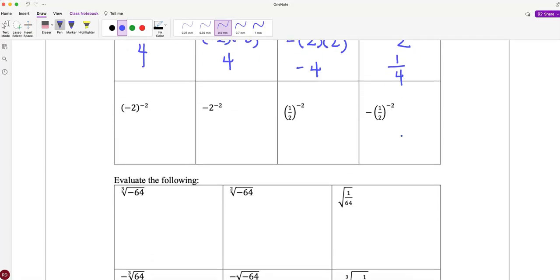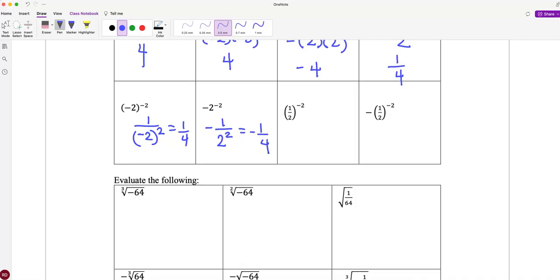Negative 2 to the negative 2, this is 1 over negative 2 squared. That's 1/4. Okay. Negative 2 to the negative 2, only the 2 is being raised to the negative 2, so this is the negative of 1 over 2 squared. So this one is negative 1/4.